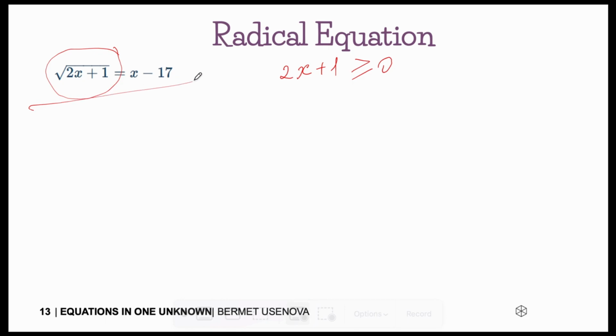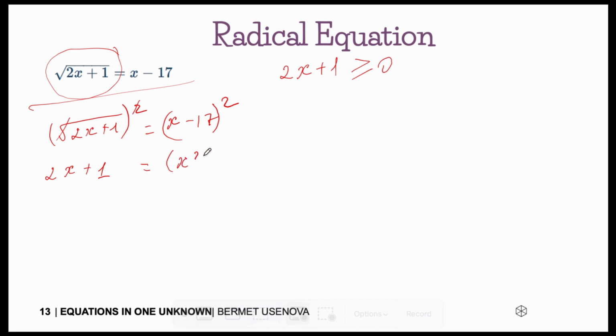So let's solve this example that we have. The root is isolated on the left side, so both sides can be squared in order to eliminate the root. In order to get rid of the radical sign, we square both sides. Here we get rid of the root, so we will have 2x plus 1. And here we can use the binomial formula and expand it. So it will be x squared minus 34x plus 289.